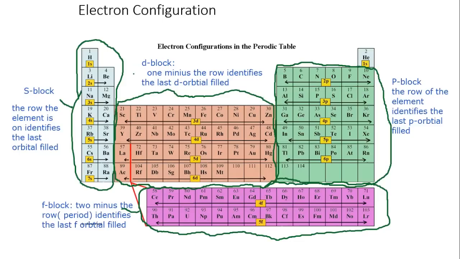And so, knowing this, we can actually write what's called a shorthand electron configuration. Because if we know palladium is on the fifth row, the last orbital filled is going to be 4d, and since it's 8 from yttrium, it's going to be 4d8. So it's very important to know the different blocks on the periodic table.